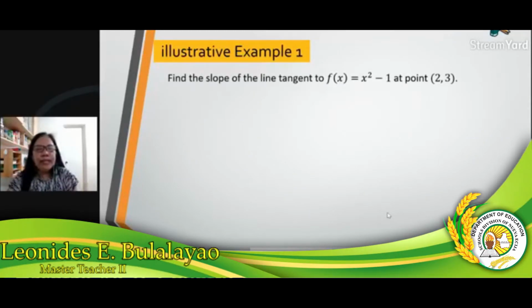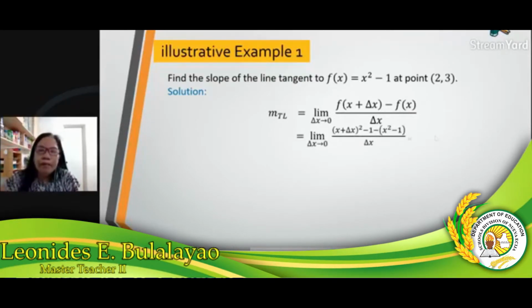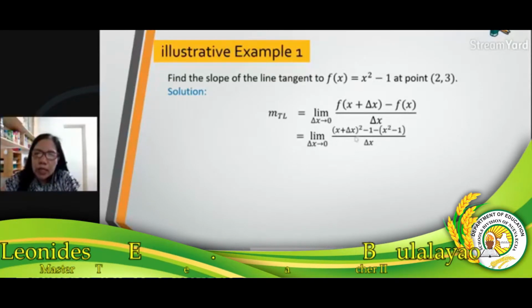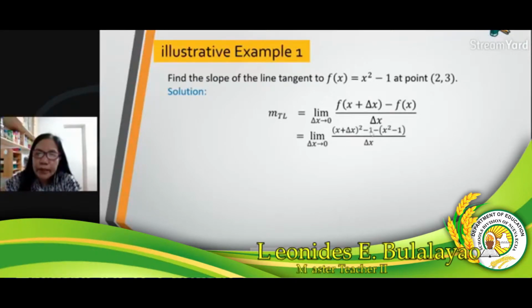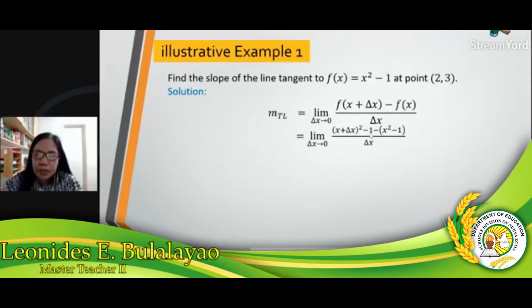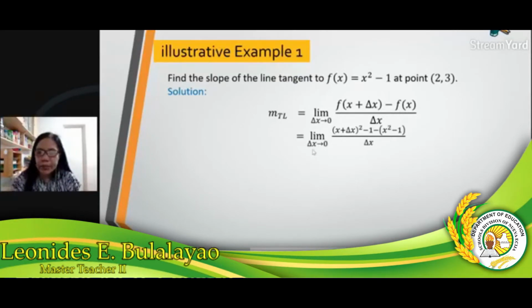Find the slope of the tangent line to x squared minus 1 at point (2, 3). So let us use the definition. Our function is x squared minus 1. So we plug in for the x in x plus delta x: (x plus delta x) squared minus 1. So this is f of x plus delta x, then minus the original function, which is f of x, that is x squared minus 1, all over delta x, as delta x approaches 0.